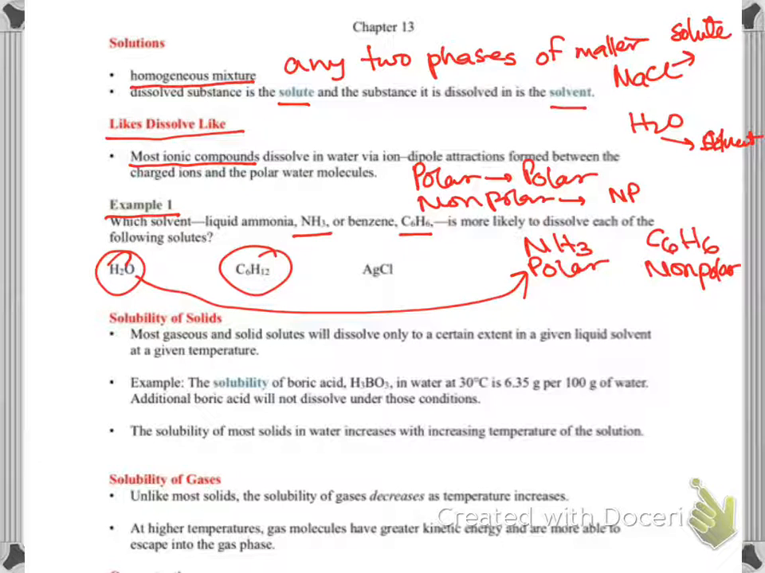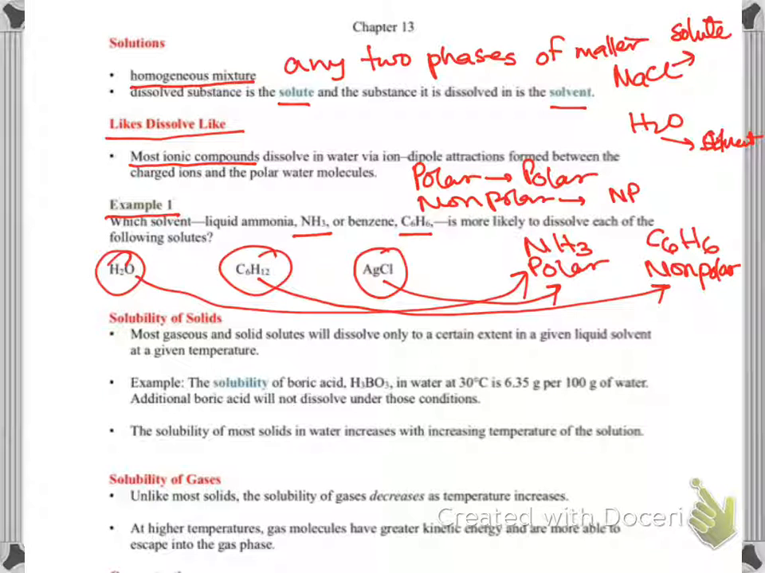This compound C6H12, if you see, is made up of just carbons and hydrogens. So that means this is going to dissolve in benzene. Silver chloride is an ionic compound, so it dissolves in polar solvents.